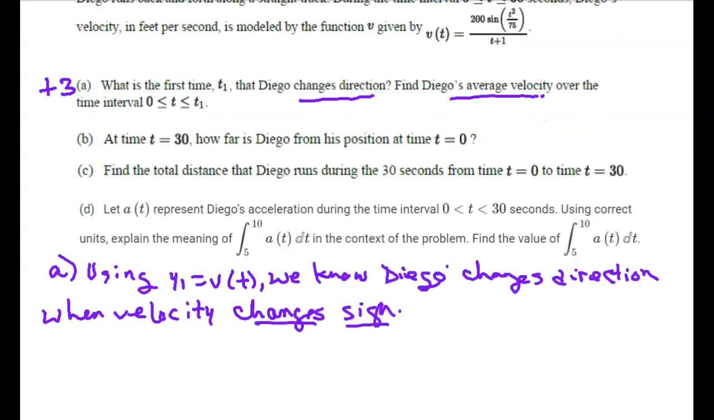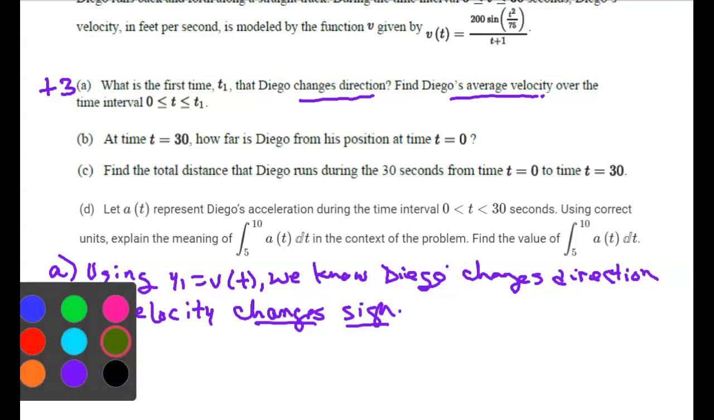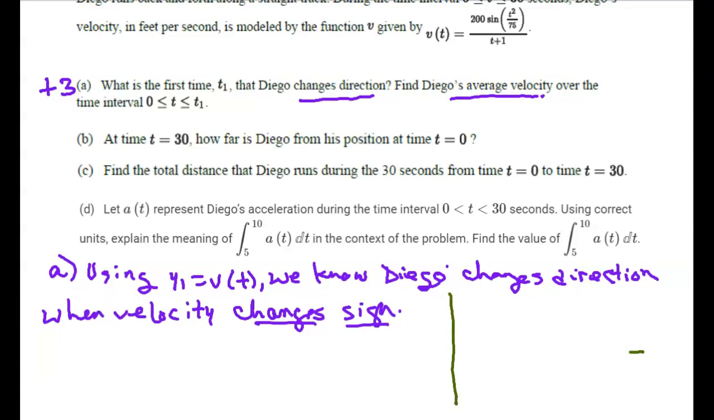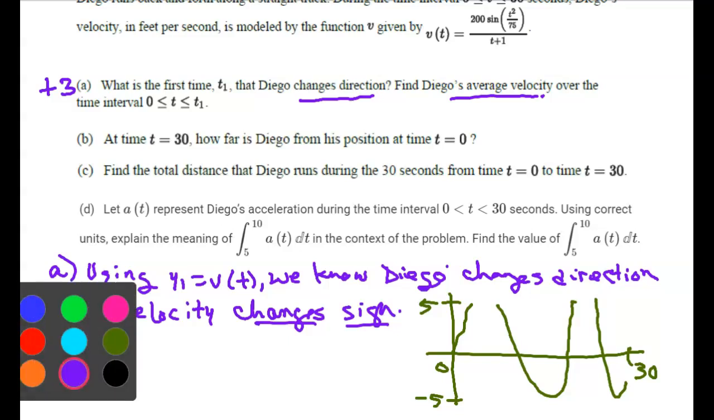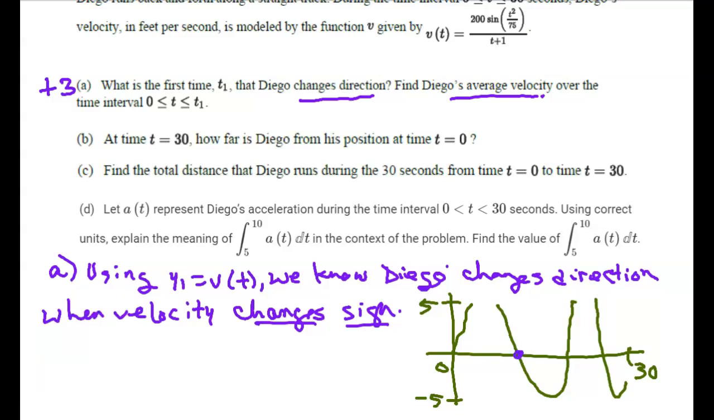So I took that function for velocity and plugged it into y1 on my graphing calculator. I had to adjust the window. X min I went from 0, X max I went to 30. I just tried y min of -5, y max of 5, and I got a function that looked like this. It went off the graph, but it didn't really matter. I crossed my axes, because I just want to see where that velocity changes sign. And the first time that velocity changes sign is right here.